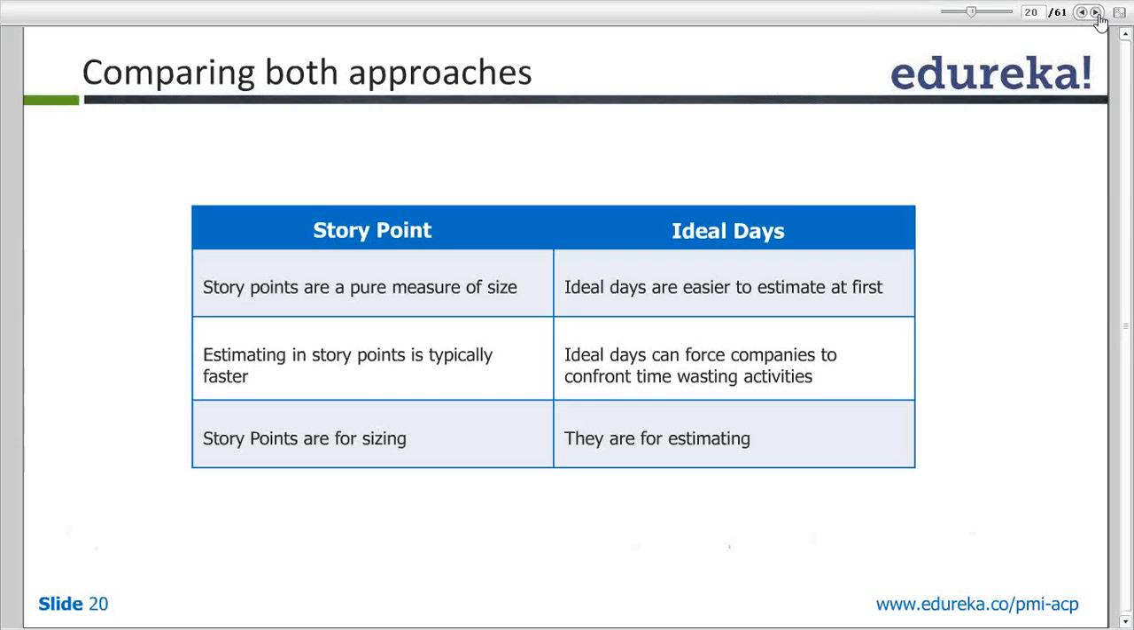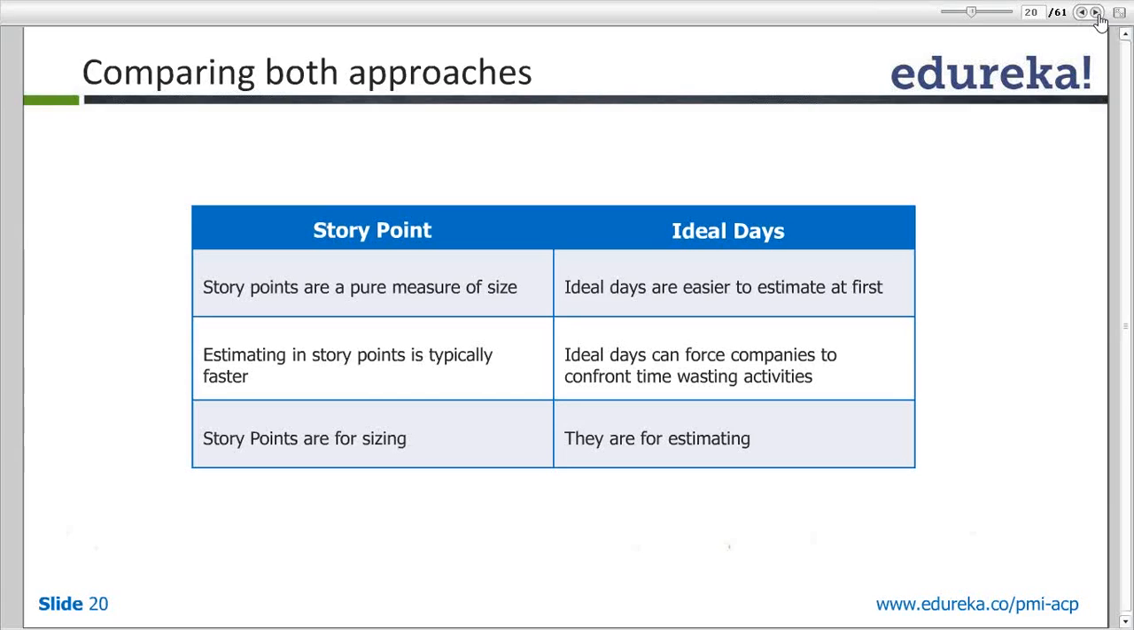Estimating in story points is typically faster. Idle days can force companies to confront time-wasting activities. So when you are doing it in story points, you would not get to a level where you are discussing, "No, I will have to, I will have scrum of scrums." You will just focus on what all activities are there in your story.